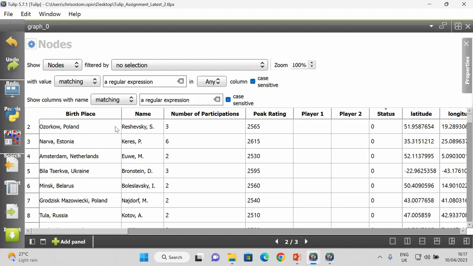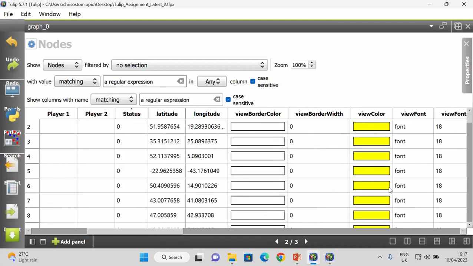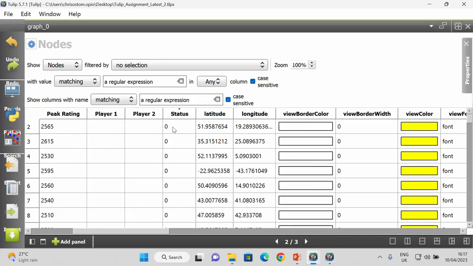such as birthplace, name of the candidate, number of participation. It has the status, and status is also color coded. For this particular case, there are three statuses that we are looking at. We are looking at status 0. Status 0 meaning the candidate participated in any of the competitions but never reached the finals. And it's color coded yellow.